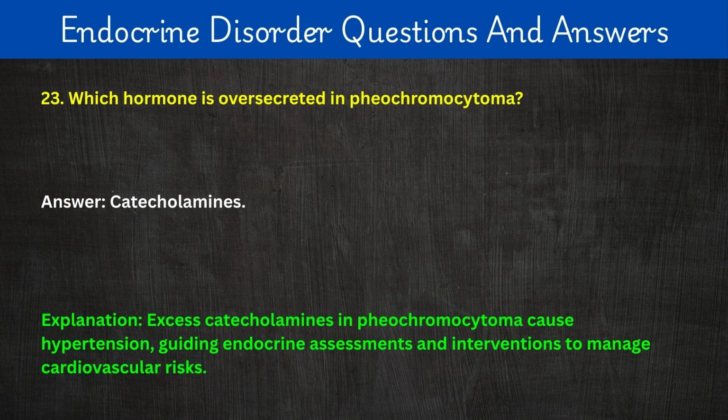23. Which hormone is oversecreted in pheochromocytoma? Answer: Catecholamines. Explanation: Excess catecholamines in pheochromocytoma cause hypertension, guiding endocrine assessments and interventions to manage cardiovascular risks.